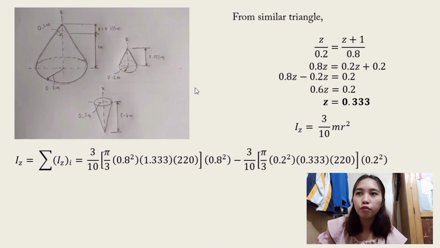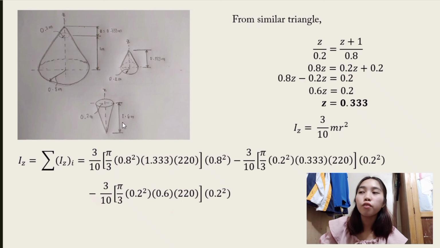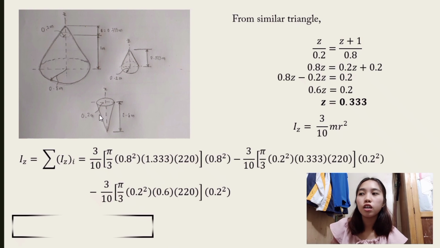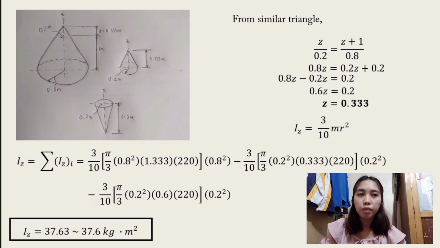We input again the formula, 3 over 10 times pi over 3 times the square of the radius times 0.6, the length of the cone inside the frustum, times the density times the square of the radius. So the mass moment of inertia along z-axis is equal to 37.63 or 37.6 kilogram times meter squared.